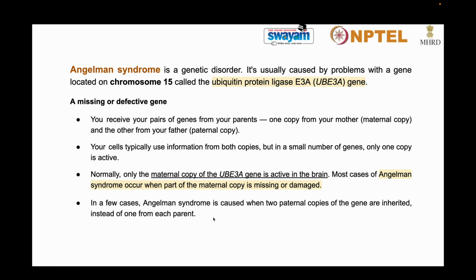In a few cases, Angelman syndrome is caused when two copies of the genes are inherited from one parent instead of one from each parent. You can also see that even if it is not a disomy case, even if paternal disomy is not observed, and you see both maternal and paternal copies but Angelman syndrome is still present, it means the particular region, the UBE3A gene region, is silent in the mother's copy. That can also be a possibility. It is not that the maternal copy will never get inherited. The maternal copy can get inherited with the defective region, the silenced gene, or the deleted gene.